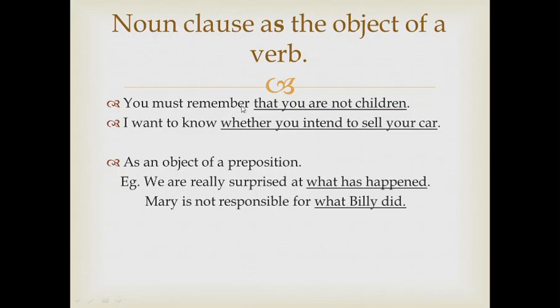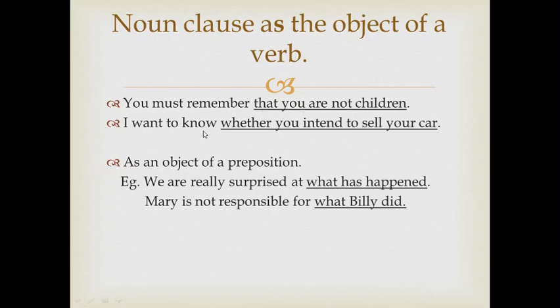You must remember that you are not children. So that you are not children is the noun clause there, which is a dependent noun clause, which gets the complete meaning only when it is added to the rest of the sentence. You must remember that you are not children.